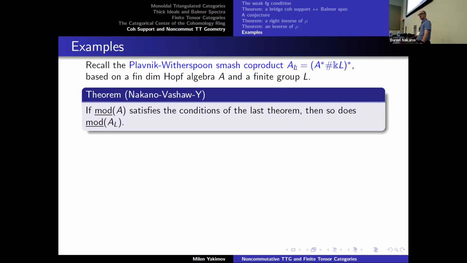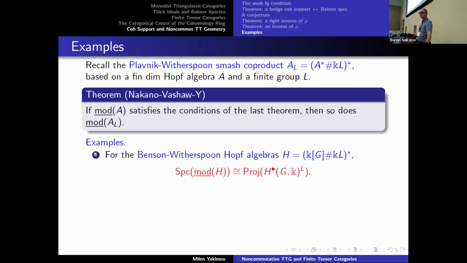So the theorem that we can prove is that even though the last theorem was kind of unsatisfactory, if all conditions are satisfied for the Hopf algebra A, then all conditions will be satisfied for the Hopf algebra AL. And in particular, if we work with the Benson-Witherspoon Hopf algebra, then the Balmer spectrum of the Benson-Witherspoon Hopf algebra is precisely the Prosh of the cohomological center, and the cohomological center becomes the fixed point subring.